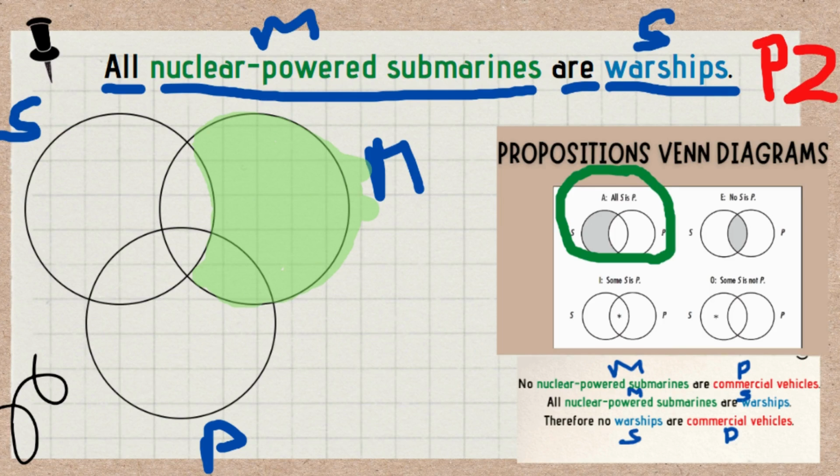Okay, let's take a look at premise 2. All nuclear power submarines are warships. Where nuclear power submarines is the middle term, warship is the subject. So, it belongs to A type. All nuclear power submarines are warships, which is all M is S. If you take the circle of M and S, all M is S. So, there is no one in the M region. Everyone is in the S region. So, we will be shading the M part.